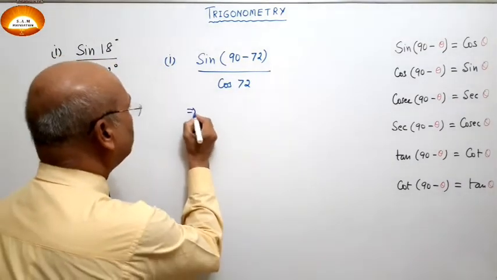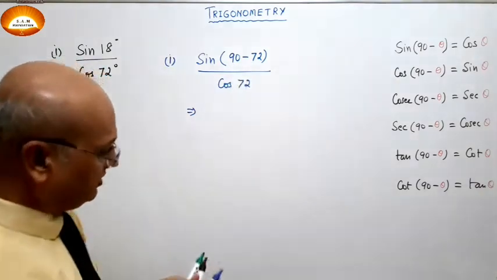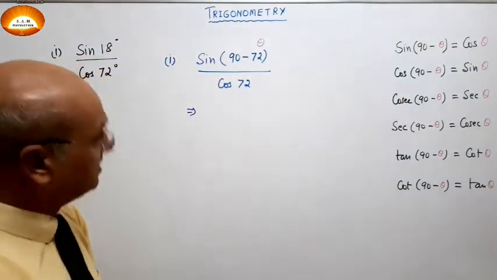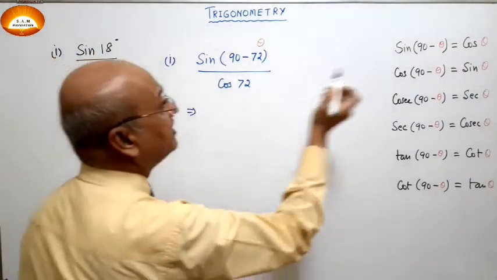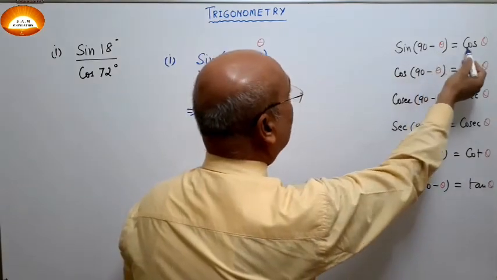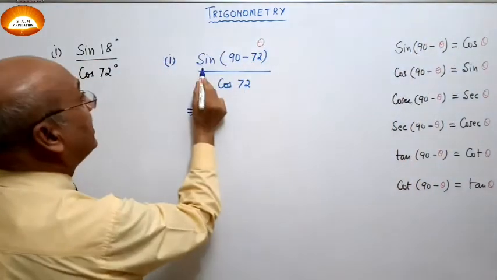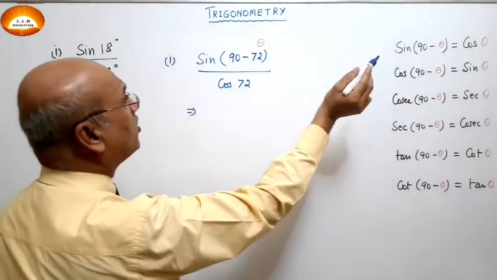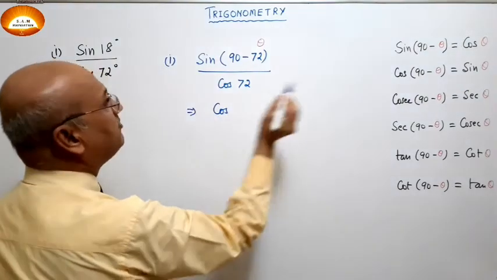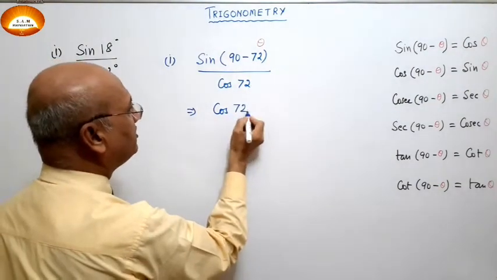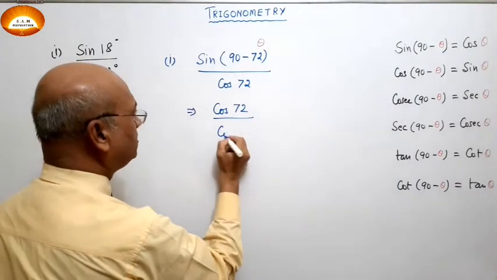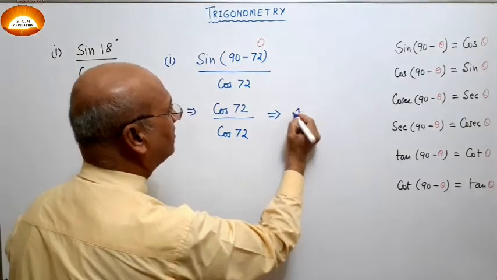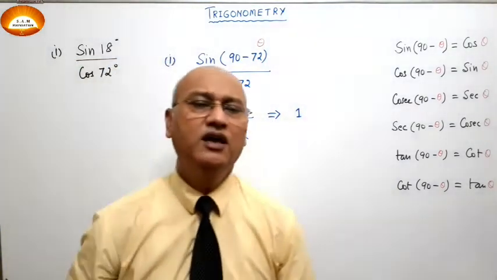Now second step, sine 90 minus 72. In place of theta, it is 72. Now see the formula: sine 90 minus theta is cos theta. Theta is 72, so in place of this we can write cos 72. So it will come here cos 72 upon cos 72. It is already down. Both cancel. The answer is 1. So this is the first way we can do this question.